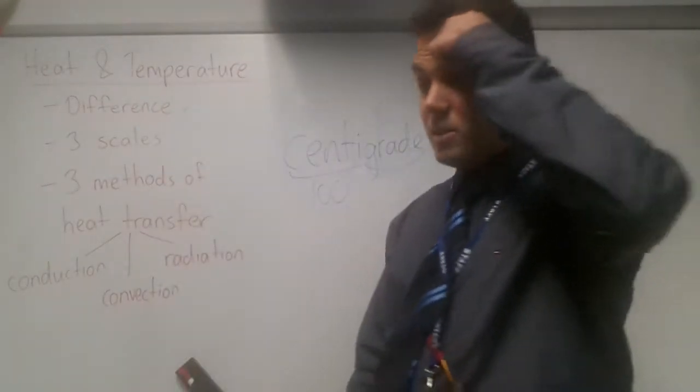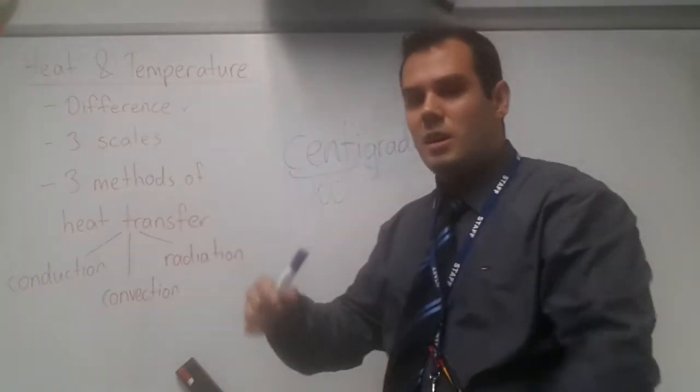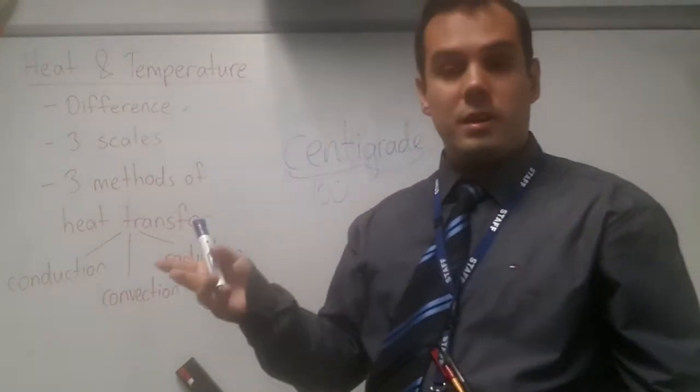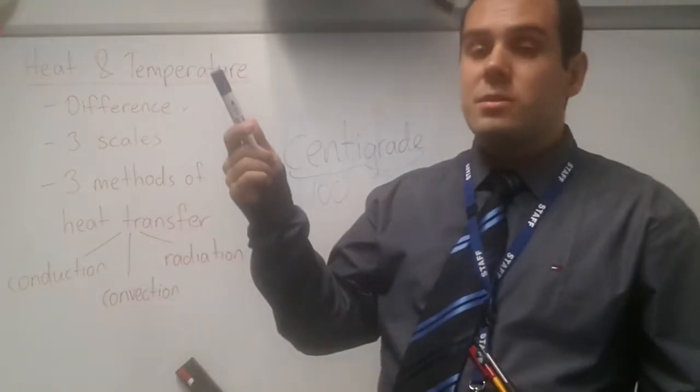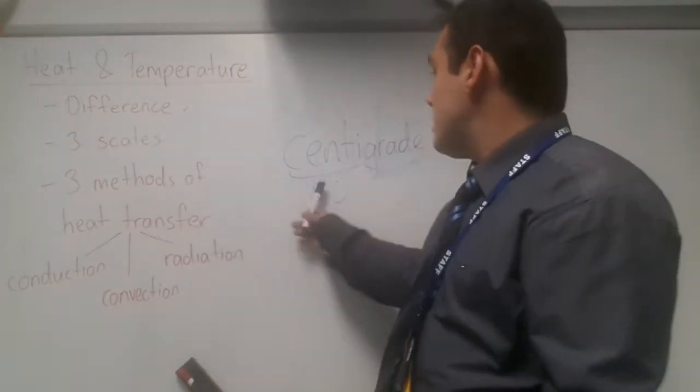So after Celsius died, they said, you know what, we're just going to flip the situation. We're going to say 0 degrees is when water becomes ice, and we're going to say 100 degrees is when water becomes steam. Very simple. So that's the Celsius scale.